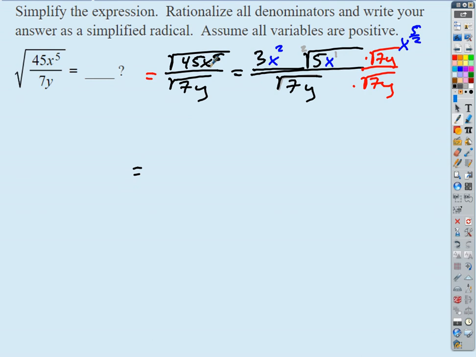We want to simplify the square root of 45 instead of the square root of 45 times 7, that's 315. I don't want to do that. Square root of 315 is hard to simplify. Right? It's going to be 3x squared.